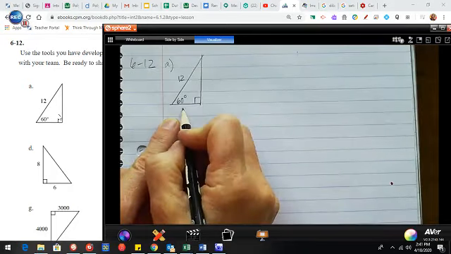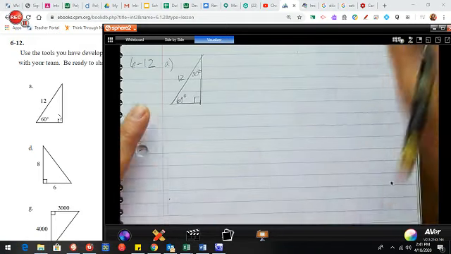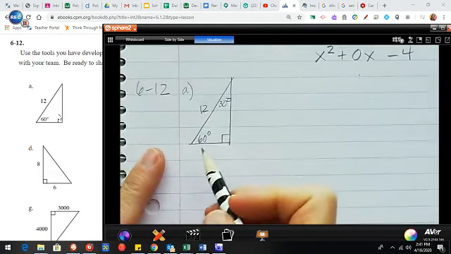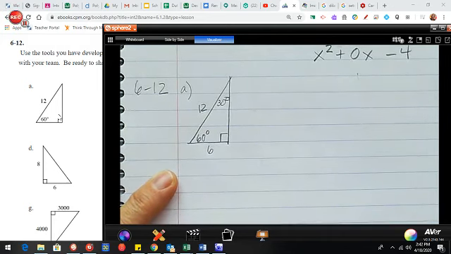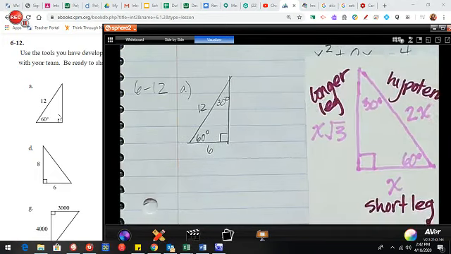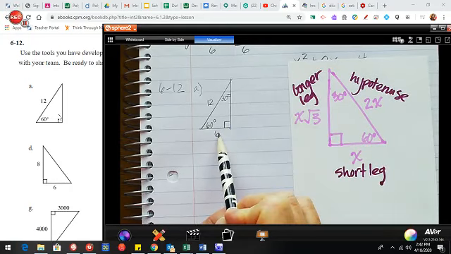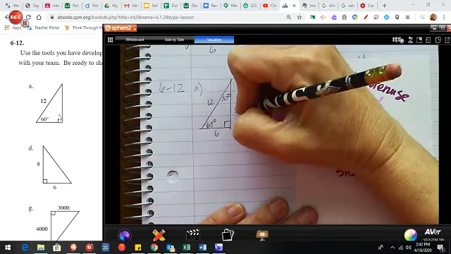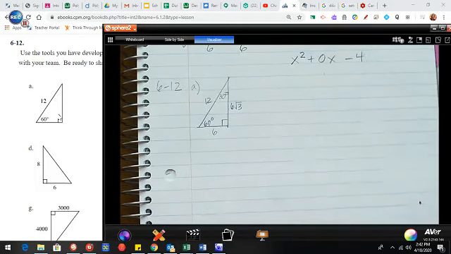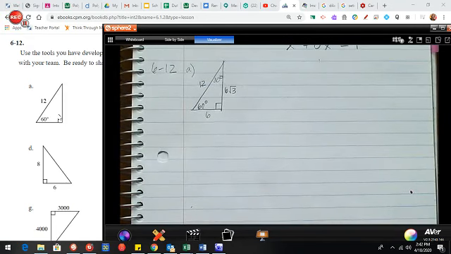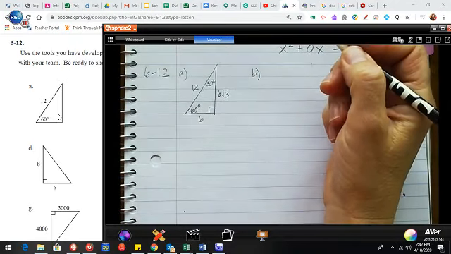So we are trying to find the short leg. This would be 30. So my hypotenuse is 12. So my short leg would be, did you guess 6? If you did, you guessed correctly. And then my long leg is just going to be that short leg times the square root of 3. So 6 square root of 3. And I would recommend, since you're going to be taking pictures, try and fit what you can on one sheet of paper.